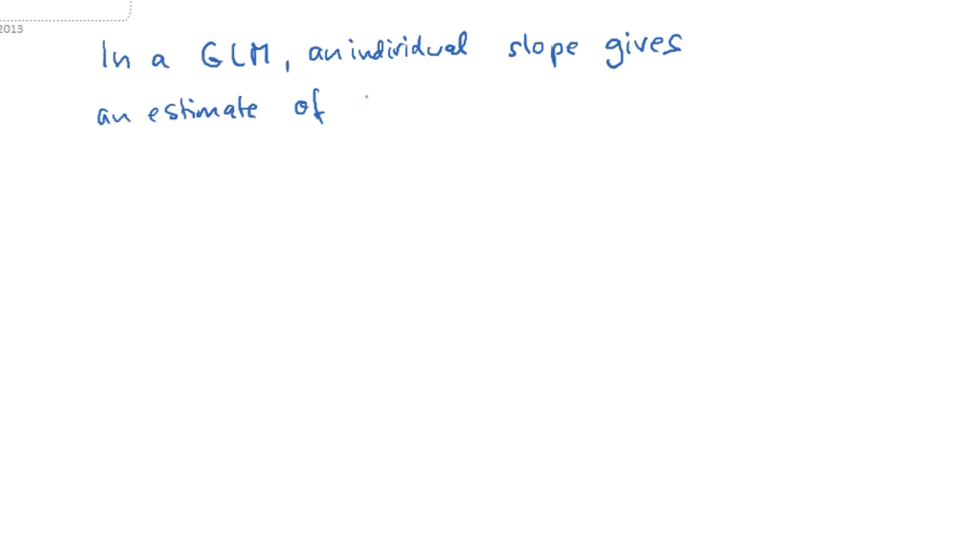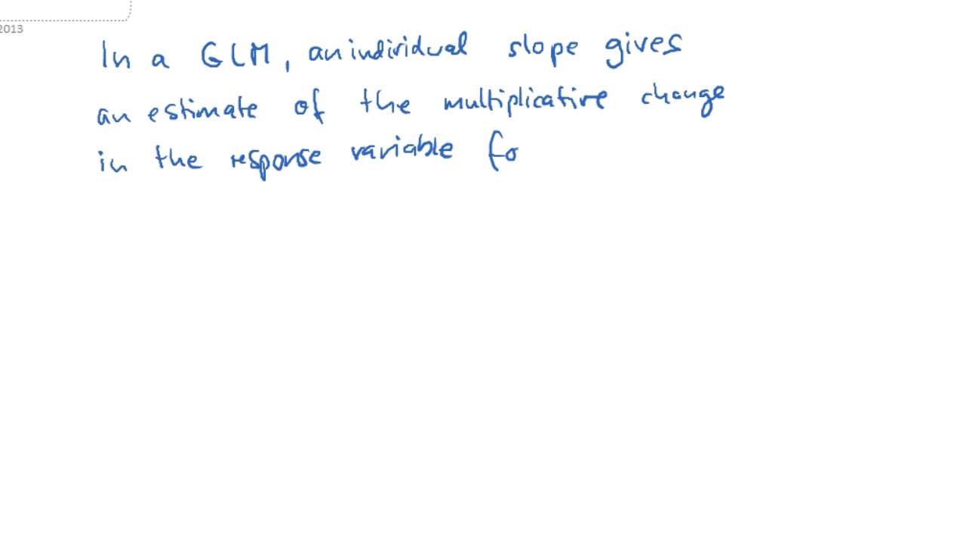So in a generalized linear model, an individual slope gives an estimate of the multiplicative change in the response variable for a 1 unit change in the corresponding explanatory variable.